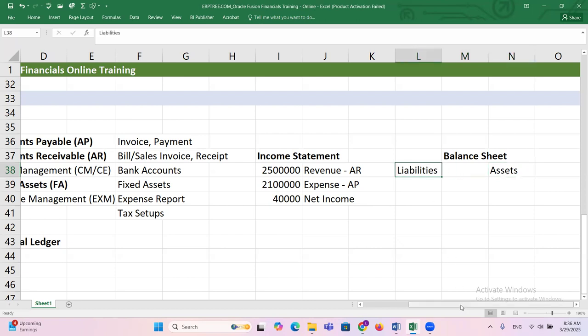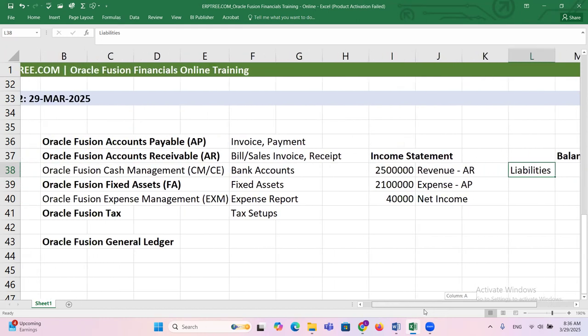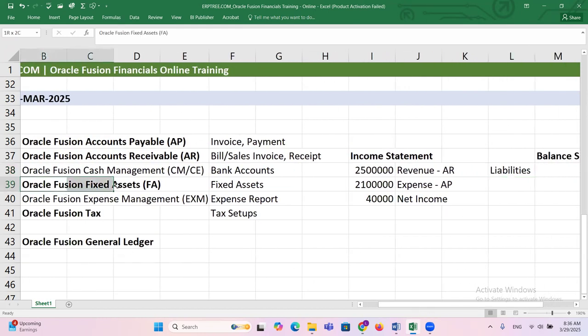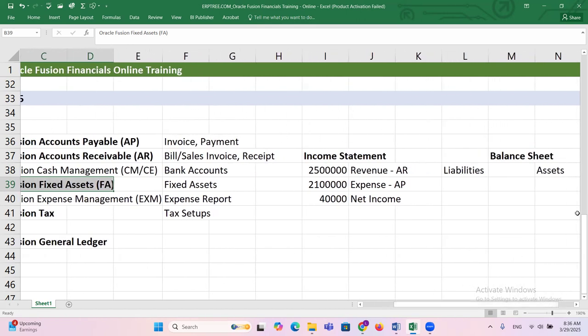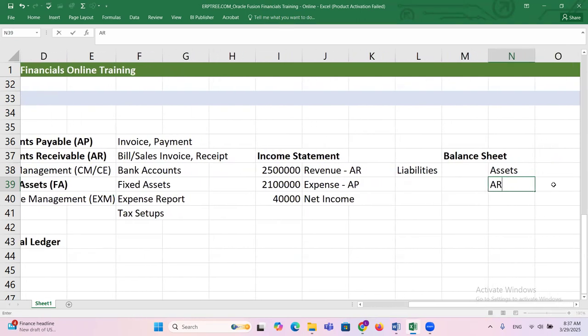Where can I have assets information? If I go to fixed assets, I can have assets information. Even if I go to receivables, whatever customers have to pay us, that you can call as assets, but current assets. Whatever it may be, the assets information I have to collect from AR application and FA application. From FA, fixed assets, from AR, current assets.